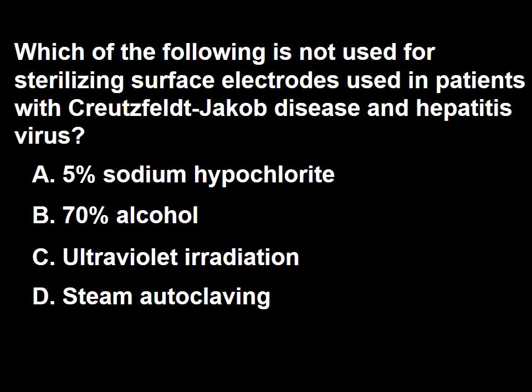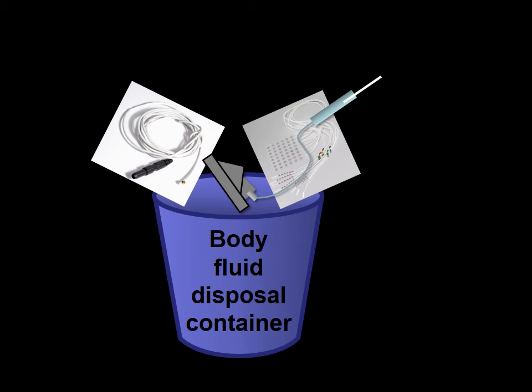Which of the following is not used for sterilization of surface EEG electrodes used in patients with Creutzfeldt-Jakob disease and hepatitis B virus? A. 5% sodium hypochlorite. B. 70% alcohol. C. Ultraviolet irradiation. D. Steam autoclaving. In 2016, at Nicholas Children's Hospital, we only used disposable electrodes. I think most institutions are doing the same thing.